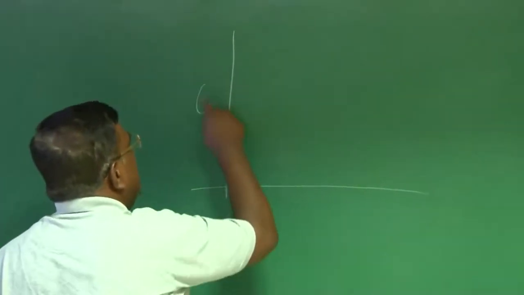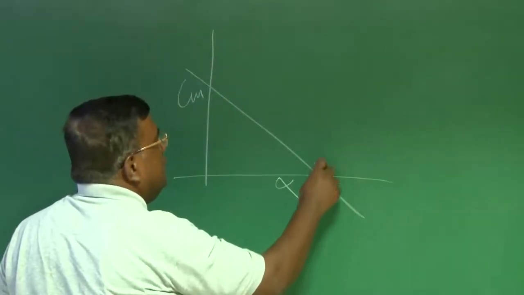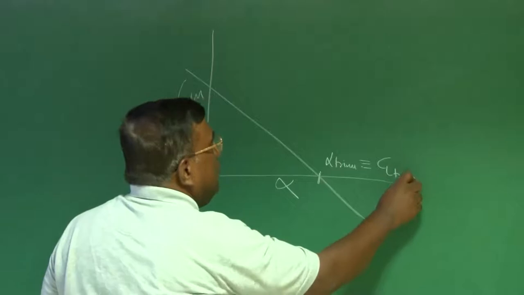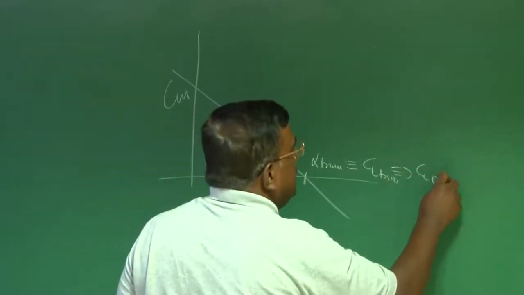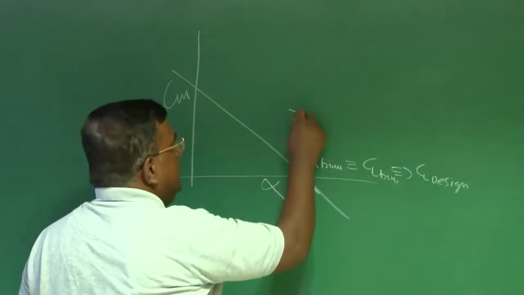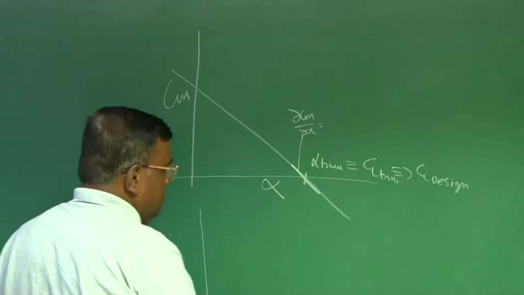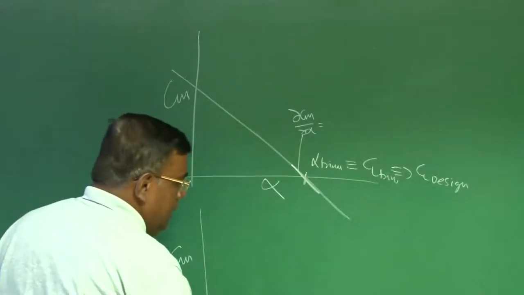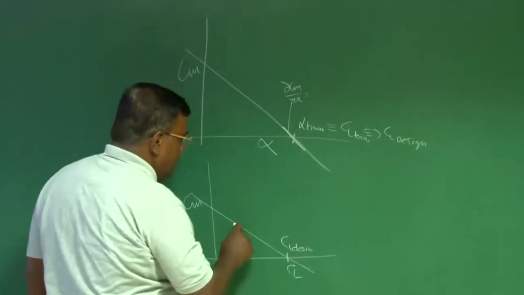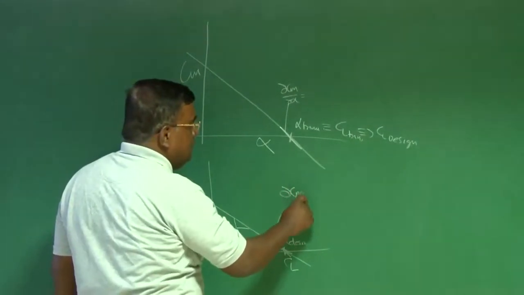if I plot Cm versus alpha, then if this is my alpha trim, which corresponds to a CL trim, which is a CL design, I can visualize it like this, and the slope at trim is dCm by d alpha. I can also visualize it through Cm versus CL, where this is directly the CL design, and the slope here at the equilibrium is minus static margin.